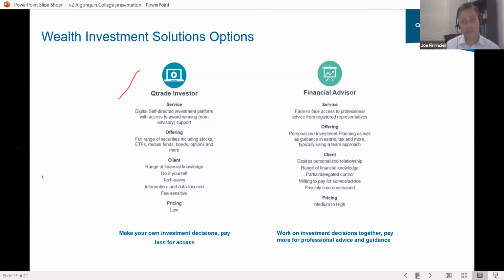Working with a financial advisor, as I mentioned, traditionally is the way that we most do investing, but you're actually paying for that service and you're paying for that professional advice and guidance. Where working on that do-it-yourself platform, you're able to make your own decisions. You're able to focus on maybe something that is a little bit more of interest to you, making all the investment decisions on your end. And for that, you're paying a little bit less.